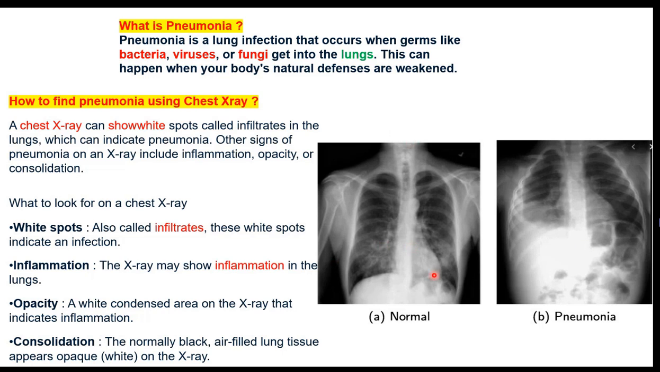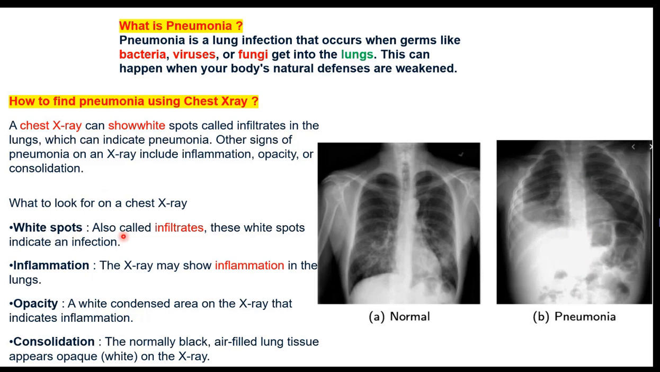There is one picture of a normal patient's chest X-ray and another of a patient who has pneumonia. You can find there are a lot of white spots. So what it tells is, a chest X-ray can show white spots called infiltrates in the lungs, which can indicate pneumonia.